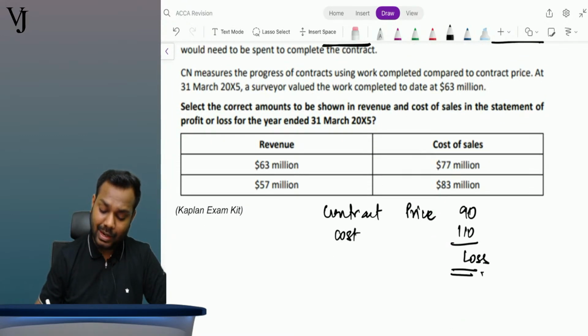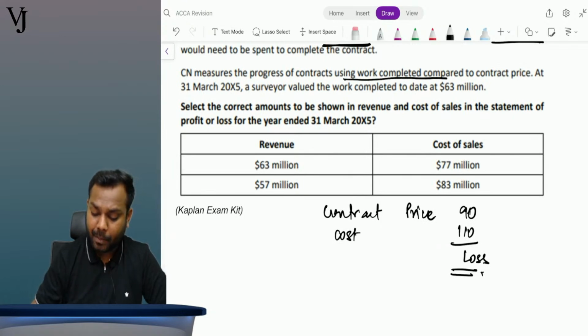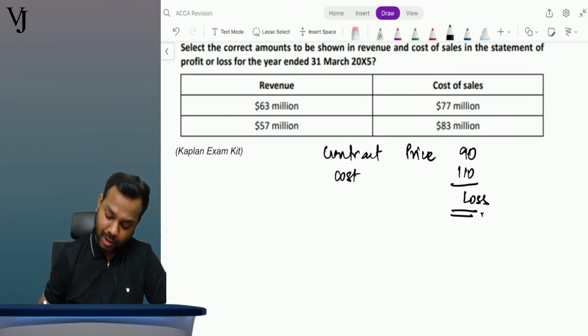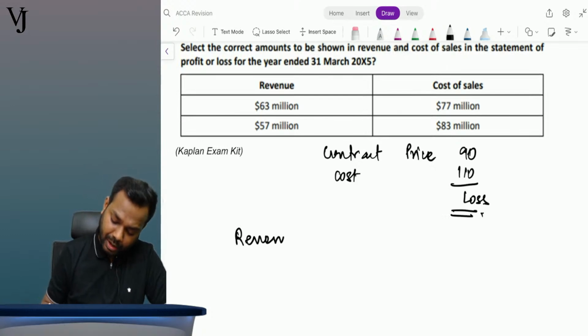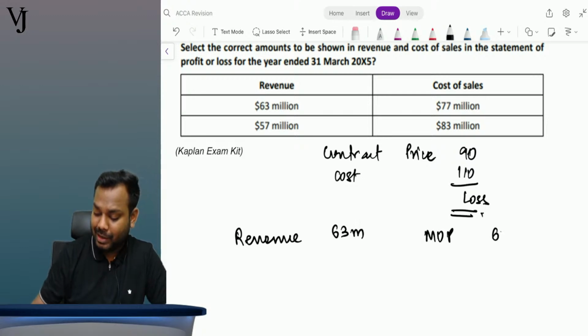Now CNN measures the progress using work completed compared to the contract price. At 31st March, a surveyor valued the work completed at 63 million. So what is the revenue? Revenue is 63 million. So what is the measure of progress? 63 by 90 is equal to 70%.